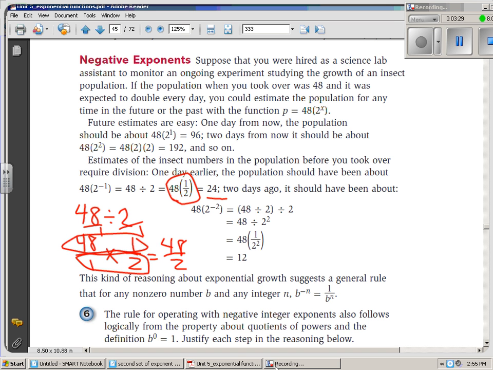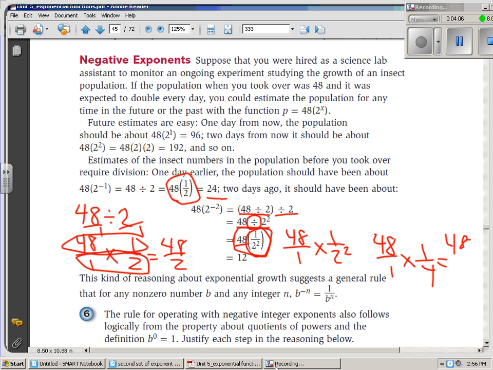2 days ago, it should have been about 48 times 2 to the negative second, which is equal to 48 times 1 over 2 to the second power, because we changed the sign to multiplication, and then we flipped 2 squared, so it became 1 over 2 squared. We know that 2 to the second is 4. So 48 divided by 4, we get that value of 12. So that's 2 days previous.